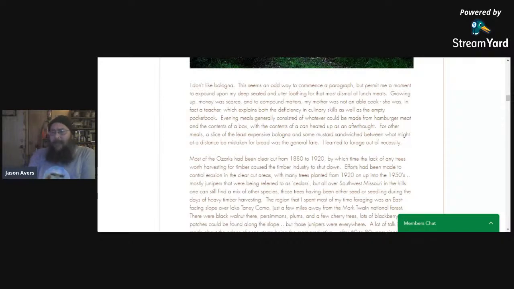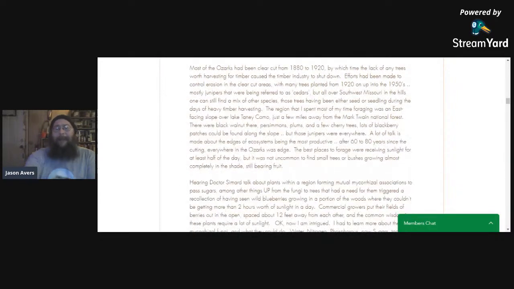I spent several years in southwestern Missouri. Most of the Ozarks in that area have been clear cut from 1880 to 1920. At that time, the lack of any trees worth harvesting for timber caused the timber industries to shut down. From the 1920s up until the 1950s, they made efforts to reforest the area, and a lot of the things that they planted were simply to hold the soil in place. So there were a lot of really fast growing trees, not exactly replacing everything that got cut out in the first place. At least 50% of everything in that region is juniper.